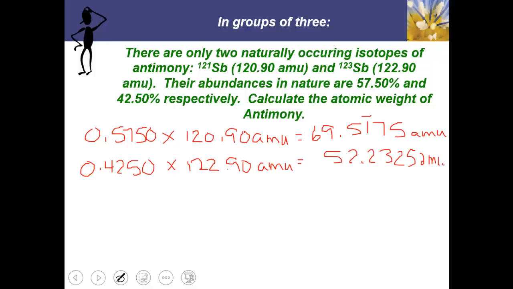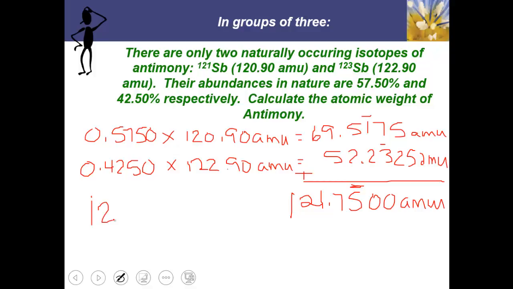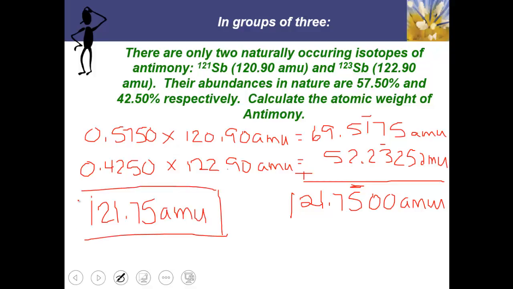And so 52.2325 AMUs. Now, in terms of sig figs, this goes to 2 numbers beyond the decimal place, so does the top one, and we're just going to add those 2 numbers together. I get 121.7500 AMUs. But can only go to the 100th decimal place, so this will round off to 121.75 AMUs. And so this is weighting then, essentially, that it is somewhere in between the mass of these 2 isotopes. It's greater than 120.9, but it's less than 122.90.